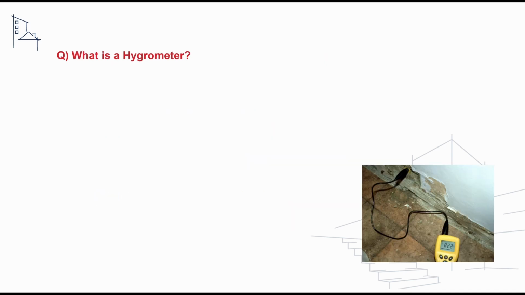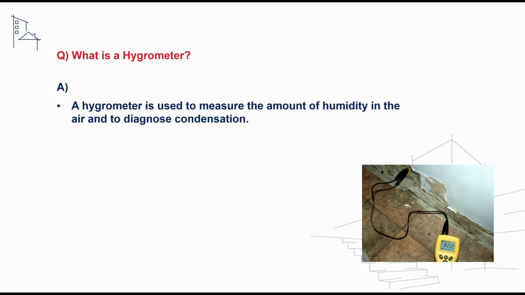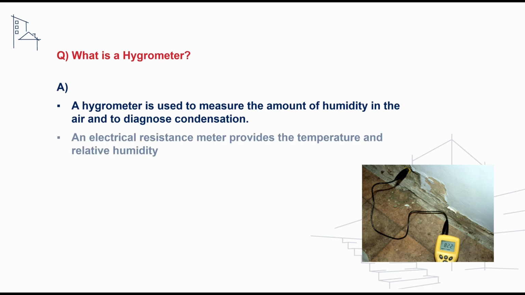We may also get a question on our understanding of a hygrometer. To address this, we could say that a hygrometer is used to measure the amount of humidity in the air and to diagnose condensation. An electrical resistance meter provides the temperature and relative humidity. Older equipment also includes the whirling hygrometer.